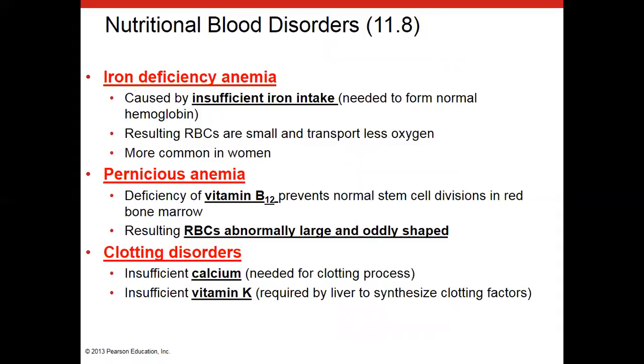Pernicious anemia is a vitamin B12 deficiency. B vitamins are really important, and this deficiency prevents normal stem cell division and normal red blood cell production. Red blood cells end up abnormally large but oddly shaped, meaning they can get stuck in blood vessels more easily than they normally would. Some clotting disorders can also be caused by insufficient calcium and insufficient vitamin K. So those are a couple of blood disorders, all related to your diet and nutritional intake.